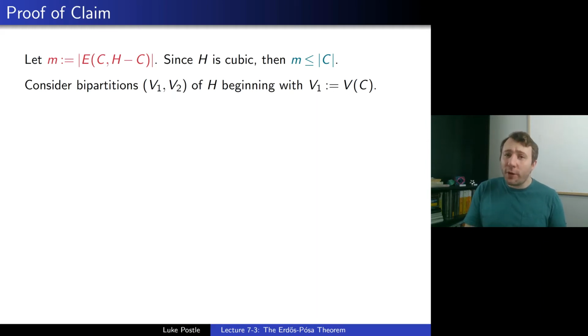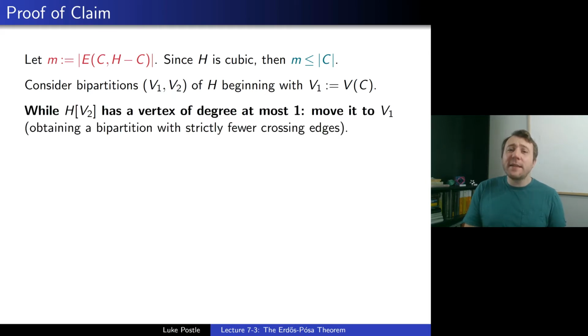So why would it not be? Why wouldn't we just be done? It could have a vertex of degree at most 1. It could be 0, it could be 1, and then it's not really a subdivision of a cubic multigraph. So what we do in that case is we'll move such a vertex over to V1. And we'll keep doing this. So I won't write it formally, but we'll just iteratively apply this.